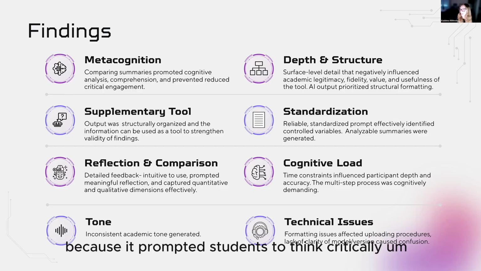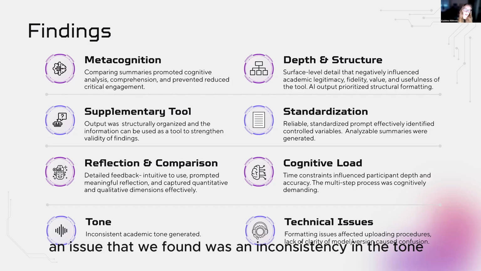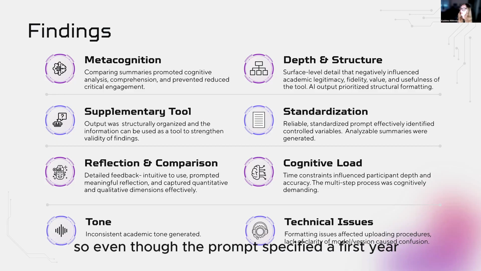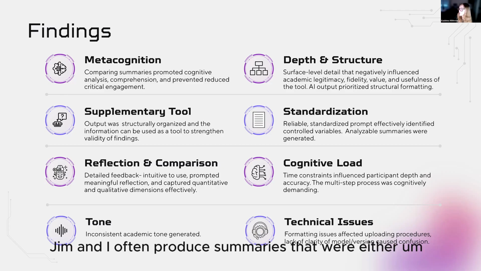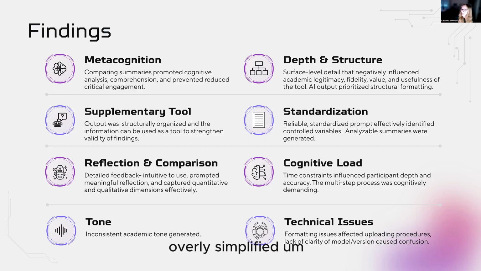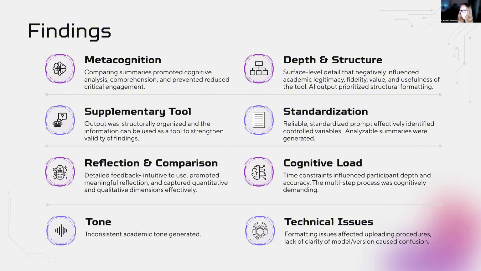This step was critical because it prompted students to think critically about the differences between their own summaries and Gemini's summary. An issue that we found was an inconsistency in tone. Even though the prompt specified a first-year graduate student audience, Gemini often produced summaries that were overly simplified and lacked the academic tone expected at this level.